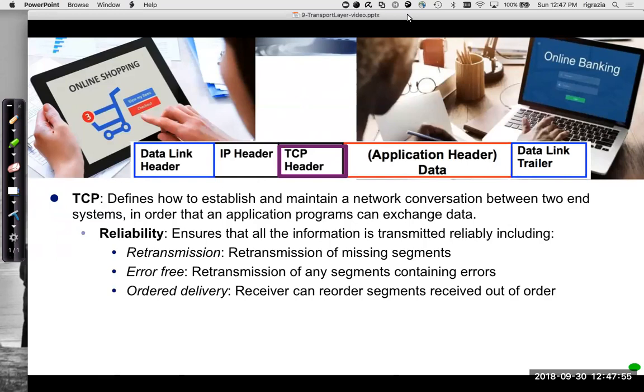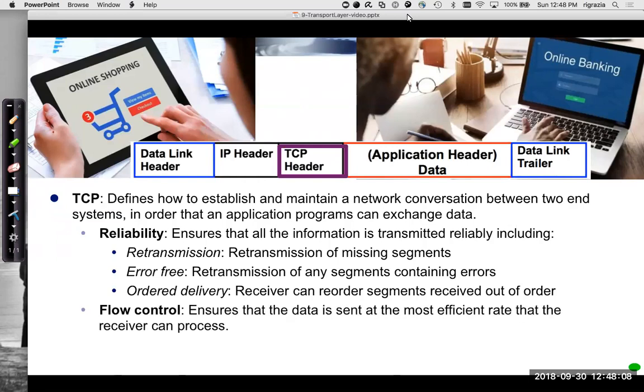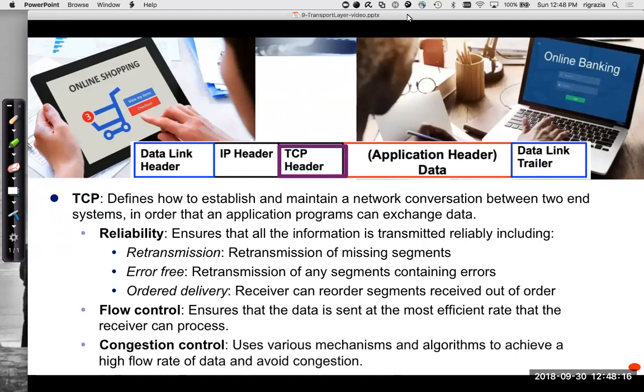If any packets arrive out of order, and I say packets, the segments are of course encapsulated inside those packets, TCP can reorder those. There's something called flow control that makes sure that the data is sent at the most efficient rate that the receiver can process. And congestion control, various mechanisms and algorithms to achieve a high flow rate of data and to avoid congestion. So we're going to be looking at reliability, flow control, and a little bit on congestion control throughout this series of videos.